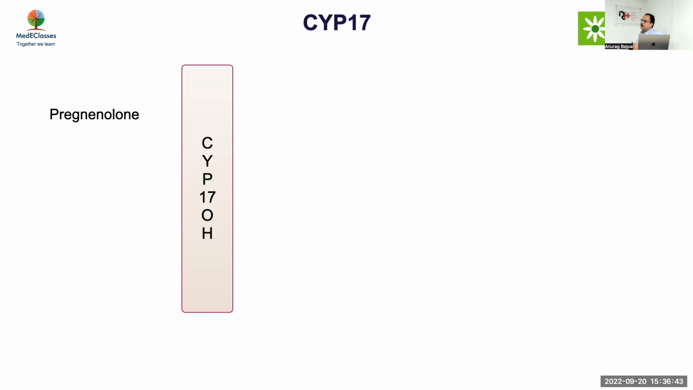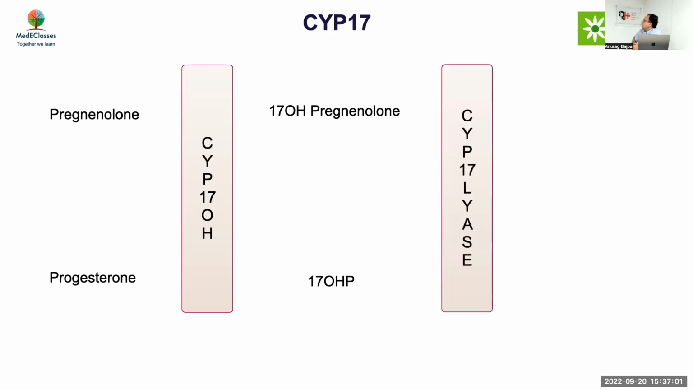Now, what the first part does is a hydroxylation. So pregnenolone is converted into 17-hydroxypregnenolone. So a hydroxy group is added. So ketone to hydroxy. And progesterone becomes 17-hydroxyprogesterone. So hydroxylation is happening here. Now, there is also an internal lyase activity, which converts it into DHEA and androstenedione.